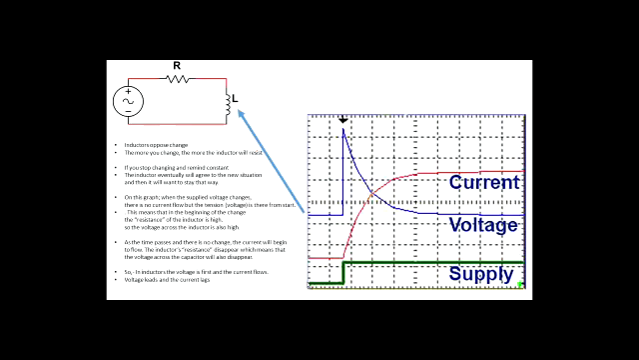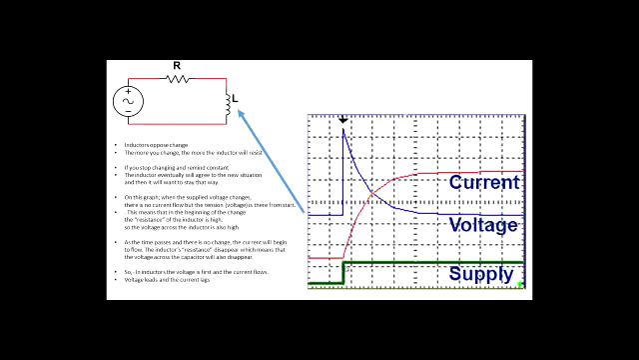Now look at this, what's happening here? Here we have the supply voltage, which is the green line. Now, over here, the red line is the current that's flowing through the coil, or through the whole circuit, as a matter of fact. And the blue line here is the voltage across this coil, or across this inductor. So what is going to happen?